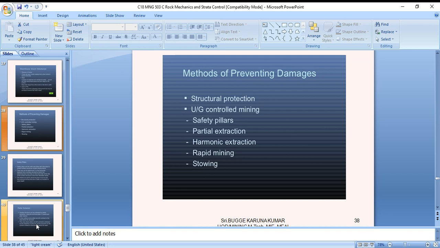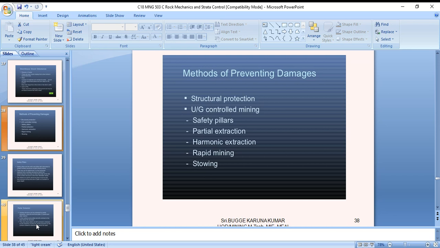It is also good for mining. Sometimes cracks develop in the surface. Through the cracks, oxygen can enter, oxidize the coal, and firing happens. So this is not only damage to the surface; it also matters for shallow depth mining, where breathing of air is possible. That can be controlled by rapid mining, stowing, harmonic extraction, partial extraction, safety pillars, underground controlled mining, and structure protection for the purpose.